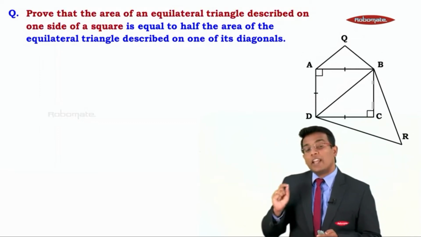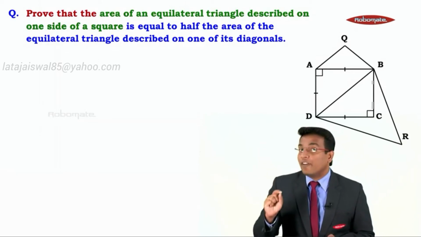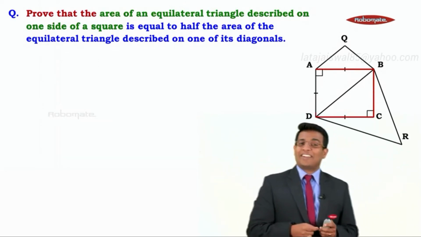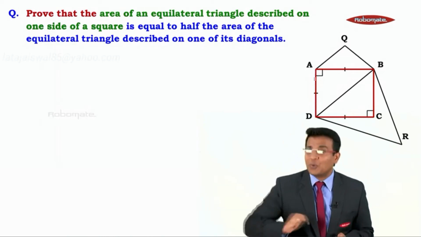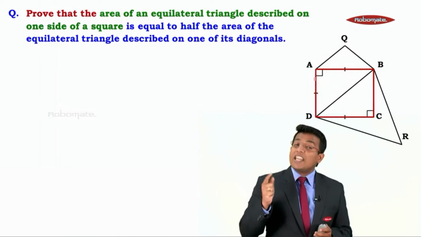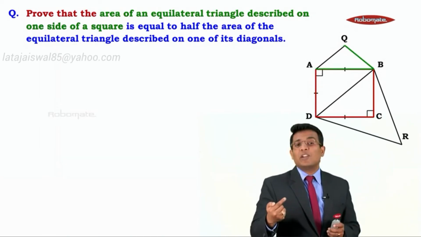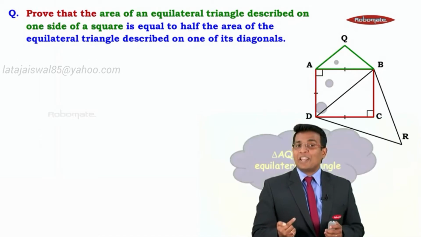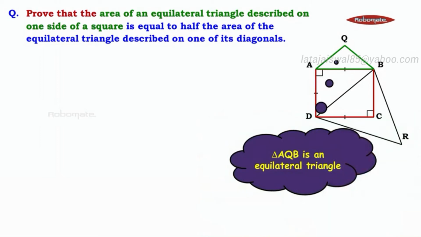It says prove that the area of an equilateral triangle described on one side of a square. So we have a square here, that is ABCD. So we have quadrilateral ABCD to be a square. And we are talking about the area of an equilateral triangle described on one of the sides of the square. So we have taken that equilateral triangle to be AQB. So we have that triangle AQB, which is an equilateral triangle, right?